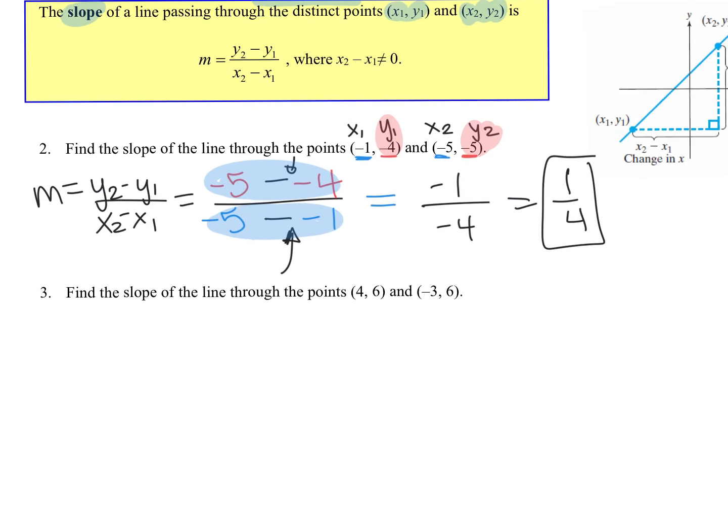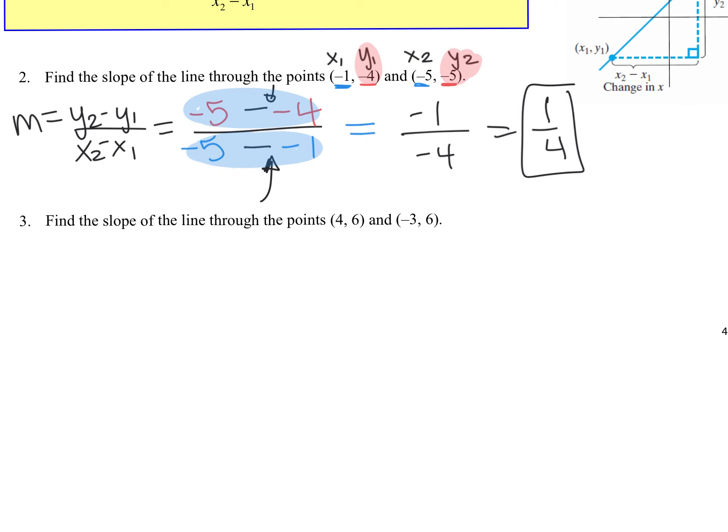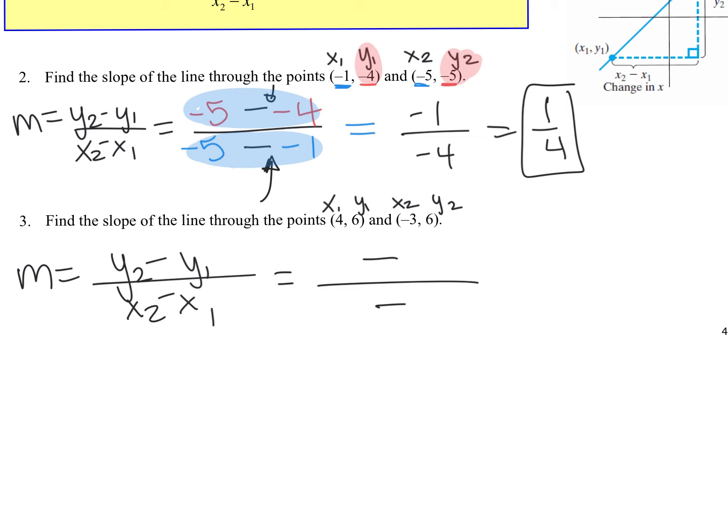All right, let's try number 3. Find the slope of the line through the points 4, 6 and -3, 6. So we've got x1, y1, x2, y2. We're going to use our slope formula again. And I'm just going to kind of write it as minus and minus on the top and bottom. And now I'm going to plug in my values.